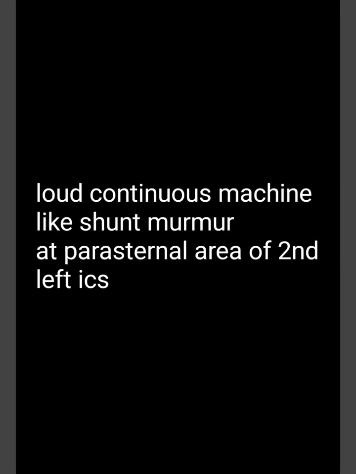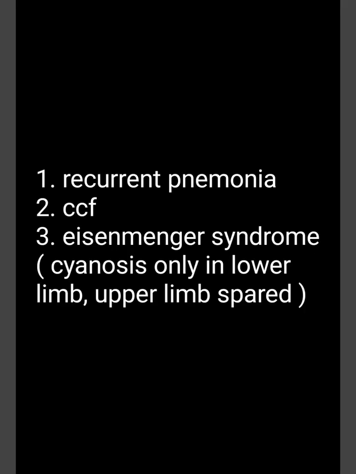Murmur location and characteristic in PDA: loud continuous machine-like murmur at the parasternal area of the second left ICS. Complications of PDA: 1. Recurrent pneumonia. 2. CCF. 3. Eisenmenger syndrome, with cyanosis only in the lower limb, upper limb spared.